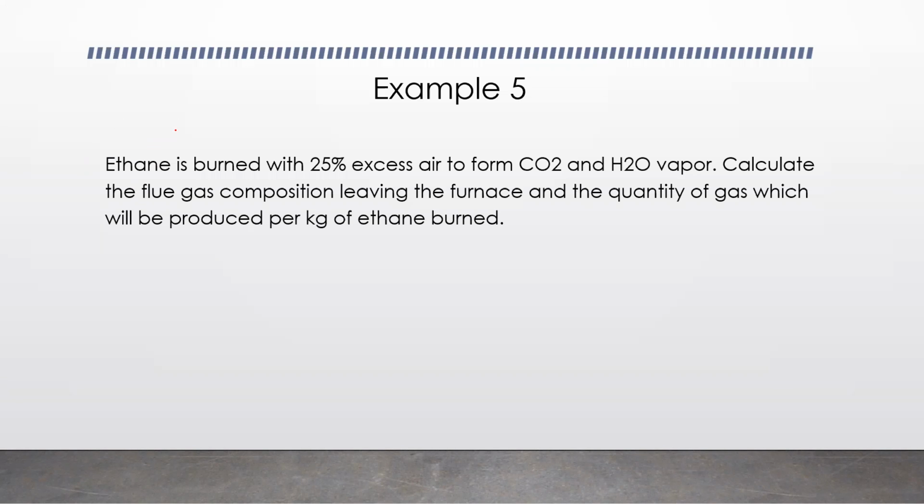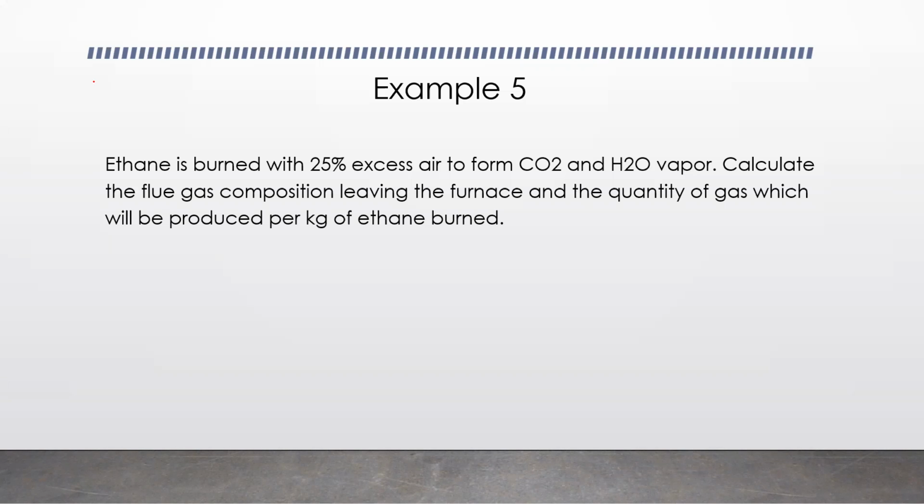Unlike the other questions where we were given the composition, so we could directly say that whatever carbon we have, it's going to react with oxygen. Whatever hydrogen we have, it's going to react with oxygen to form water. Whatever sulfur we have, it's going to react with oxygen to form sulfur dioxide. So we had three different reactions to calculate the theoretical oxygen demand. But now, since we have only one component, ethane, in one reaction itself we can get the carbon dioxide and water that is going to be produced.